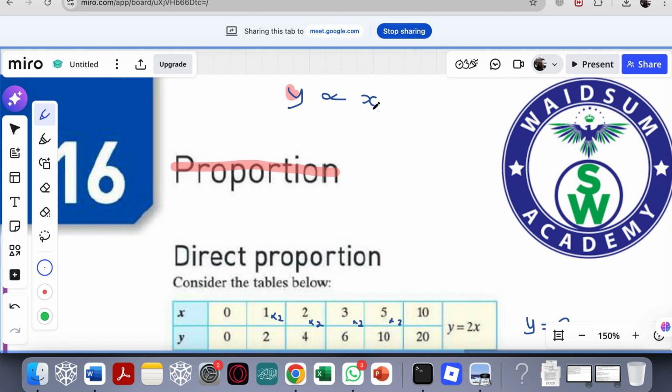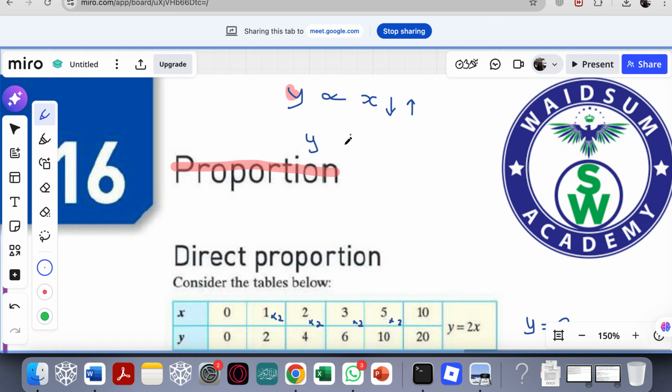For example, if your salary increases and you increase your expenditure, that's a direct proportion. But if a quantity increases and the other one decreases, they are not both increasing. And if both of them are decreasing, it's a direct proportion. Either they are both decreasing or they are both increasing, that's a direct proportion.